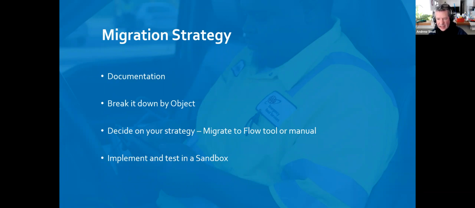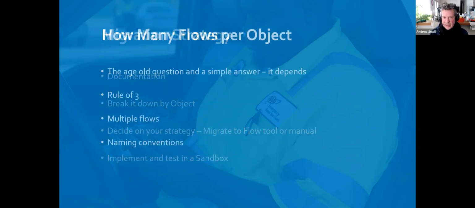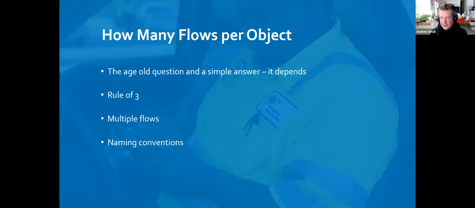Then we're going to look at the account object first of all and decide what we're going to do with the processes and workflows that currently exist off that. And then we're going to decide whether to do it via the tool. I think we will for certain cases, but it leads us on to our next question: how many flows per object? And I'm still struggling with this question. So if anyone has any advice on this, I'm happy to hear it.